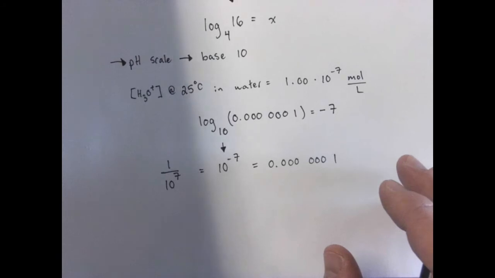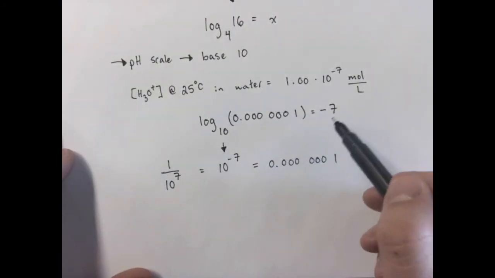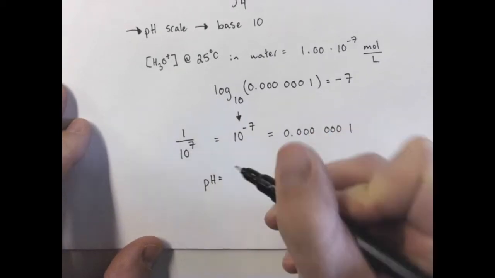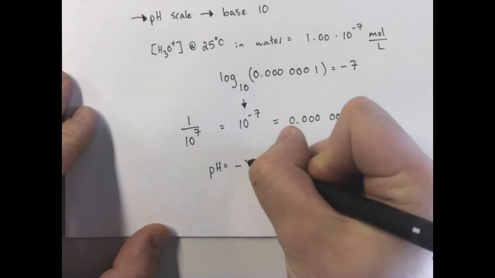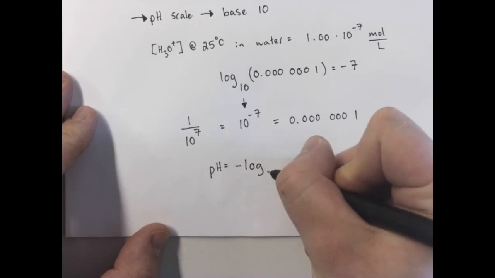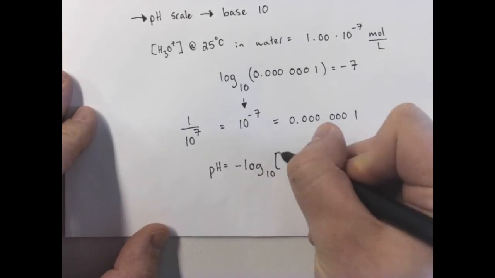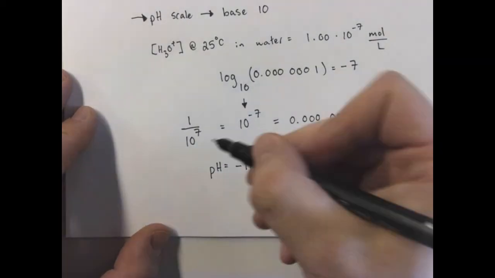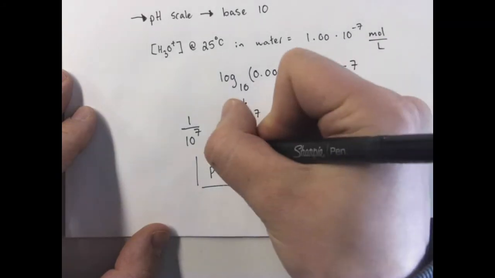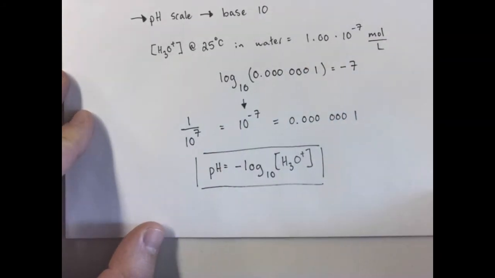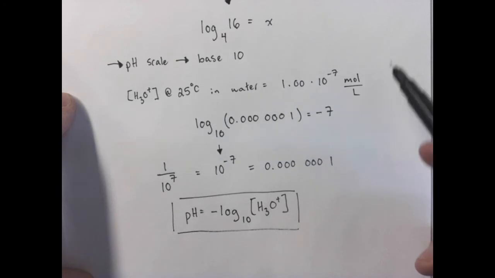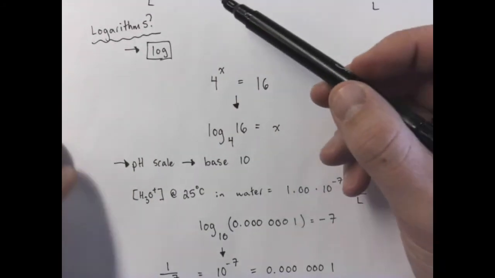So what we do with pH is we actually just take the negative of this. So you'll notice in your reading that pH is actually written as the negative logarithm of base 10 of whatever hydronium concentration I have, like that. And we're going to use this formula pretty consistently throughout the rest of the course. All right, so let's go back and have a look at some of our examples here.